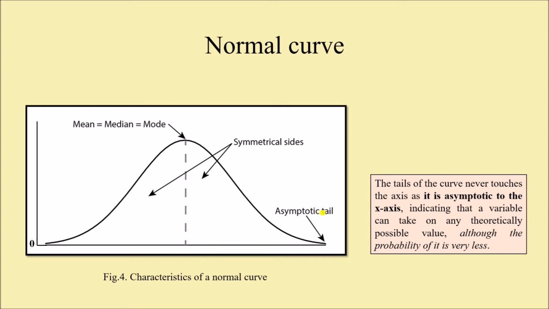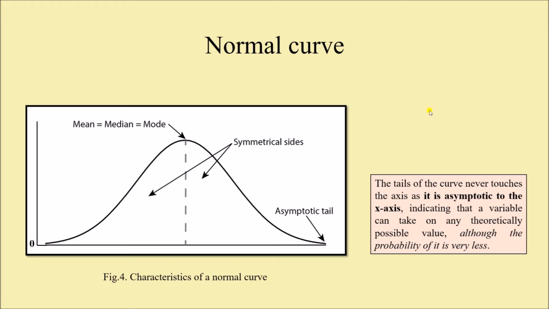So the tails of the curve never touch the axis as it is asymptotic to the x-axis, indicating that a variable can take on any theoretically possible value, although the probability of it is very less. If the curve touches the x-axis, it means on the y-axis the value is 0 or the frequency is 0. So for that value we can say the frequency is 0. That means no person has that particular value. But we assume that a variable theoretically has every possible value. So theoretically speaking, we should not be having any value that no person has. The frequency should never be 0. So that is why, again, theoretically speaking, these lines should never touch the x-axis.